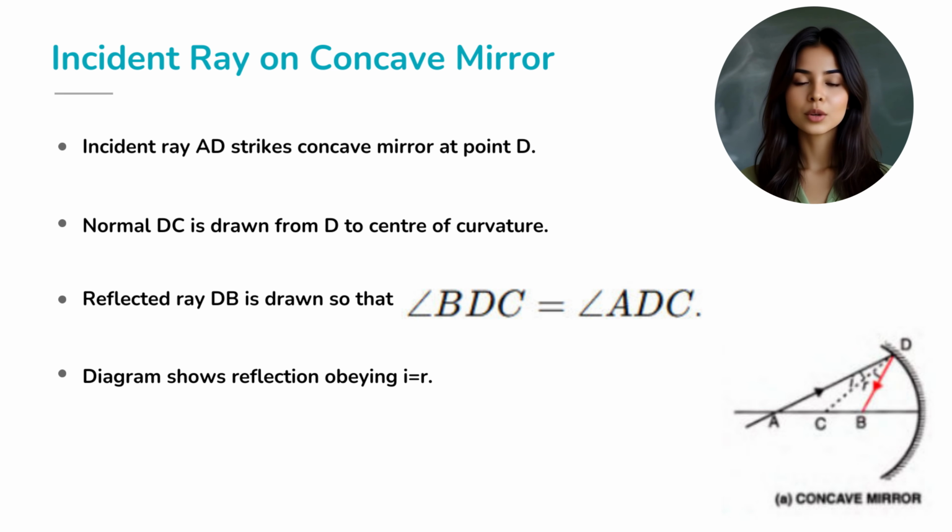Let's practice this with a concave mirror. Suppose a ray AD falls on the mirror at point D. To apply the law, we first join D with the center of curvature C that gives us the normal. Now the law says the angle of incidence equals the angle of reflection. So, angle ADC equals angle BDC, which means the reflected ray is DB. So in a concave mirror, rays bend inward as if they're gathering for a meeting at the focus. It's like all the rays are introverts, they love converging.